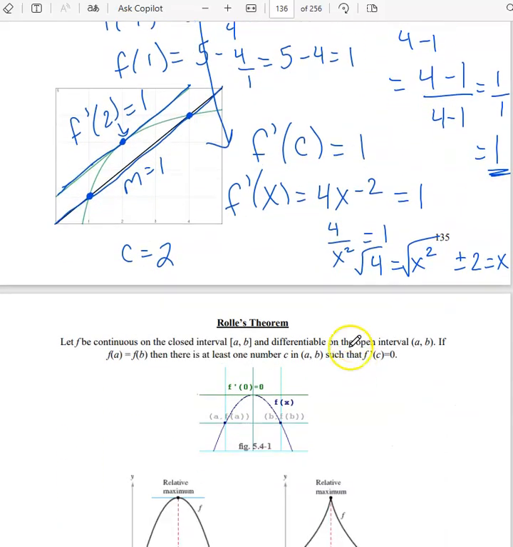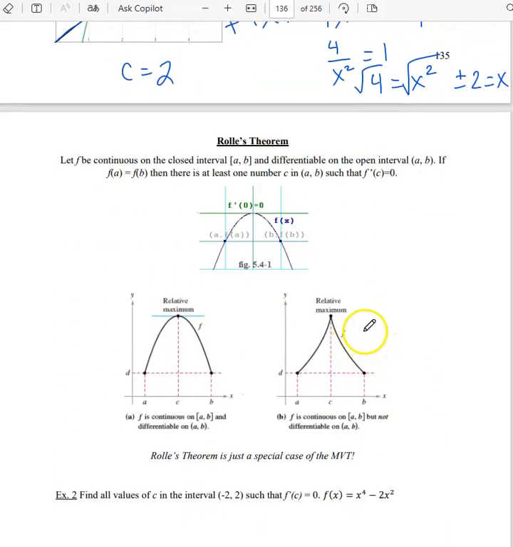Now there is a special case of the mean value theorem called Rolle's theorem. So Rolle's theorem says that as long as we have a continuous function on the closed interval and differentiable on the open, and there's one more piece to it, it says if f of a is equal to f of b in that interval, so if the values of the endpoints are equal, then there is at least one number c in the interval where the derivative equals 0.